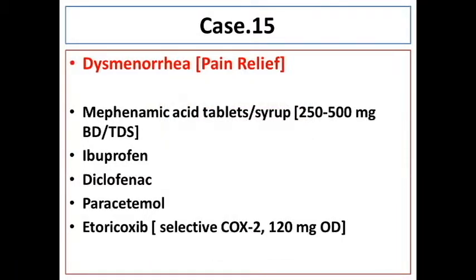dysmenorrhea is concerned. One drug not mentioned here, nimesulide. I think nimesulide is also a very good choice. Because the side effects of nimesulide are much less. Yeah, but since it is banned in a few countries, maybe we need to exercise some caution. But then again, if it is available, it can be of use, especially with dysmenorrhea.